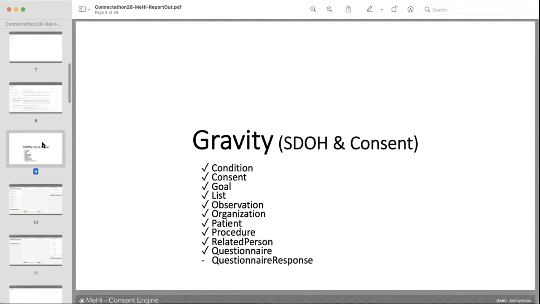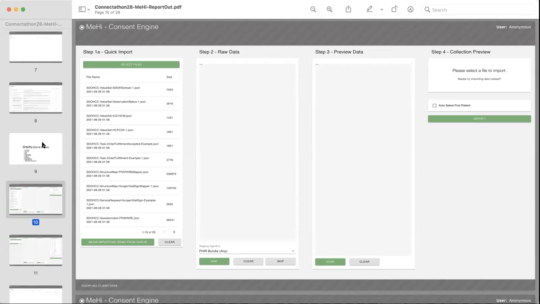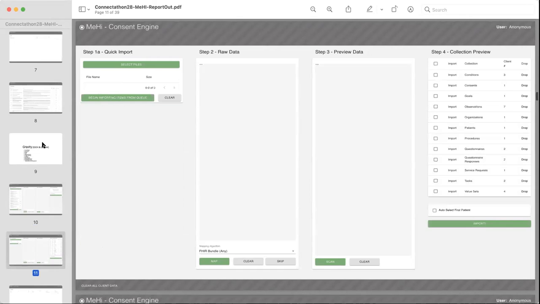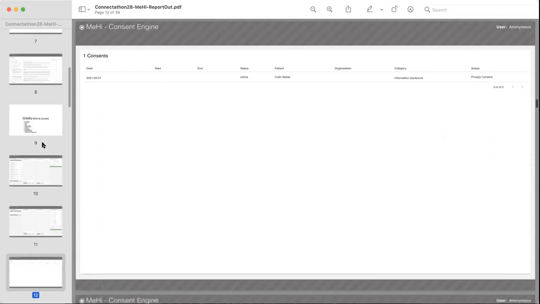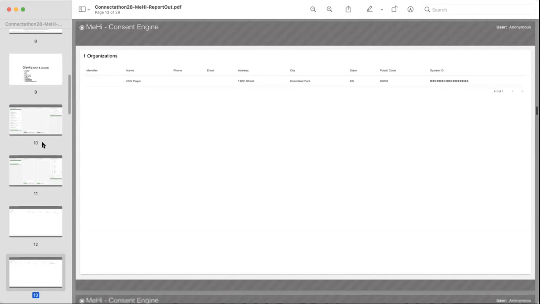So we went to Gravity and did the same thing. We did a survey there to look at the interoperability, and can we load up all the data? Can we get a consent? Which stuff is overlapping, and kind of validating the interoperability of it. So again, we loaded up all the artifacts. Gravity differs from Passio in that it has more support for the questionnaires and questionnaire responses, also service requests, and we found the consent record for Colin Abbas, our first patient.